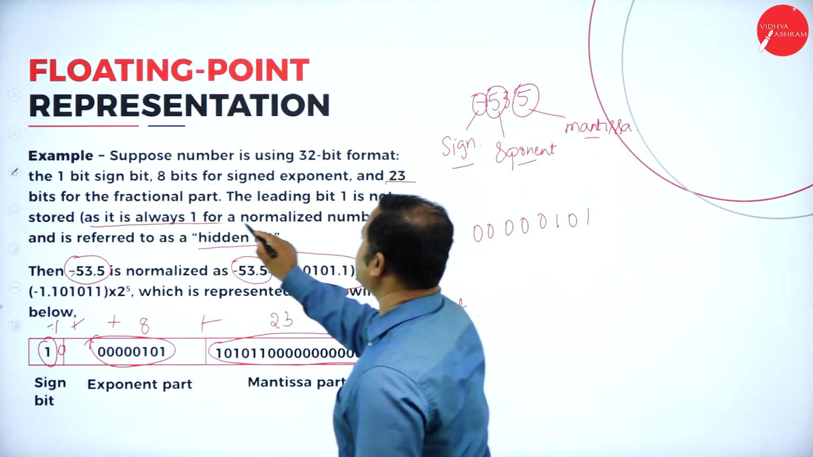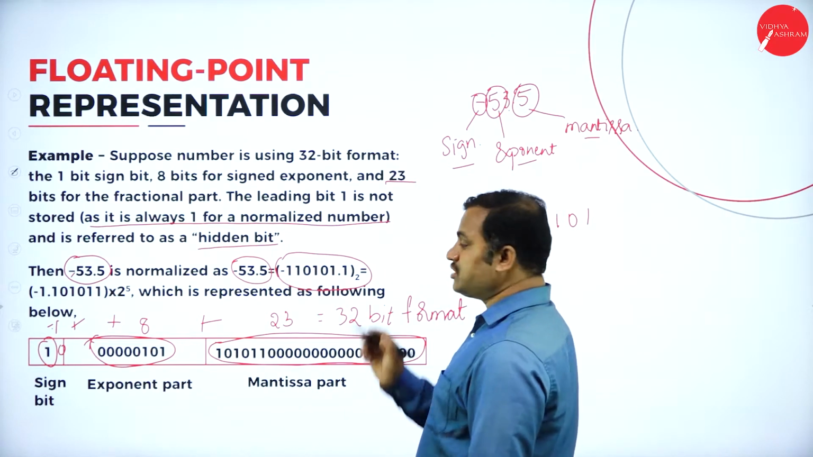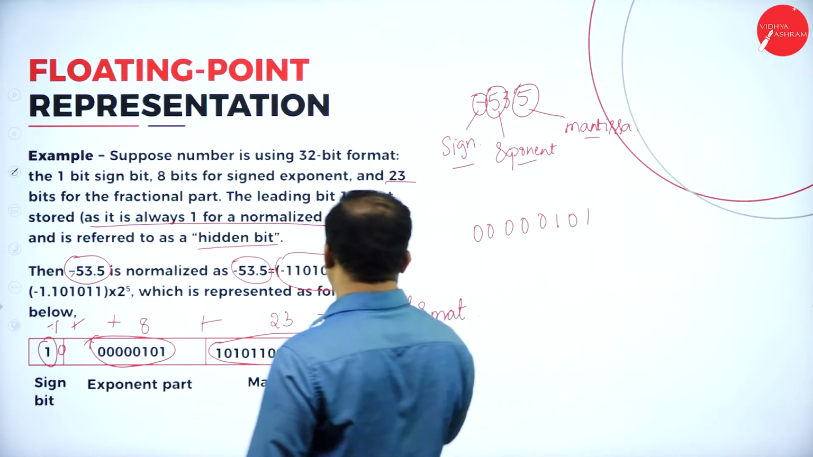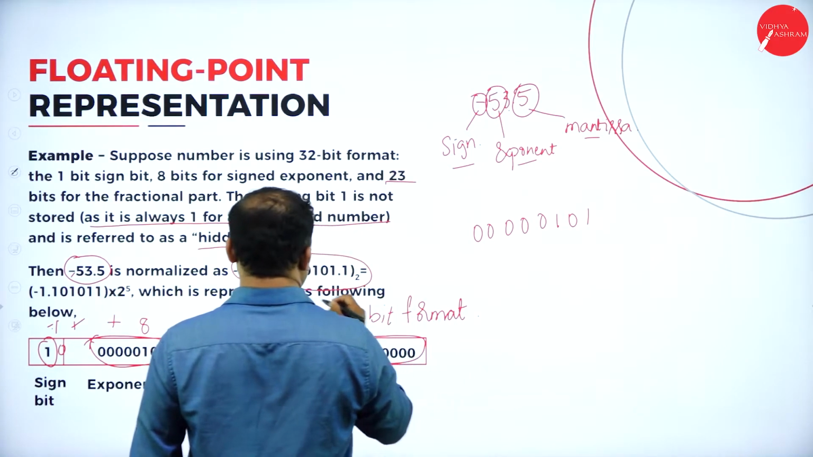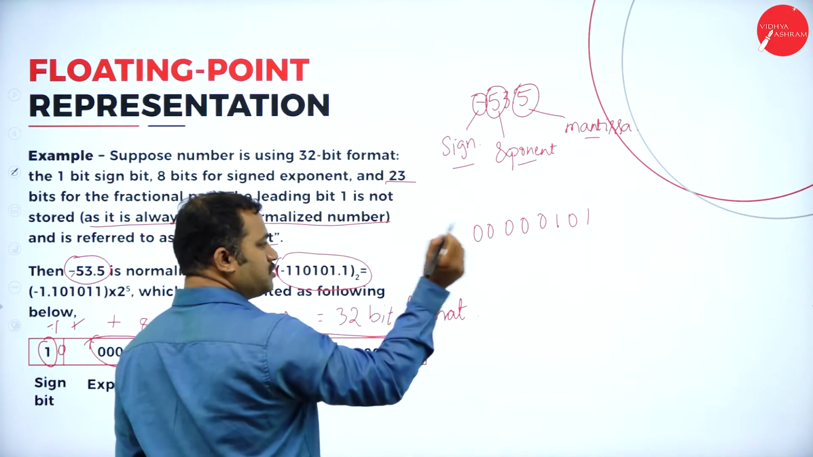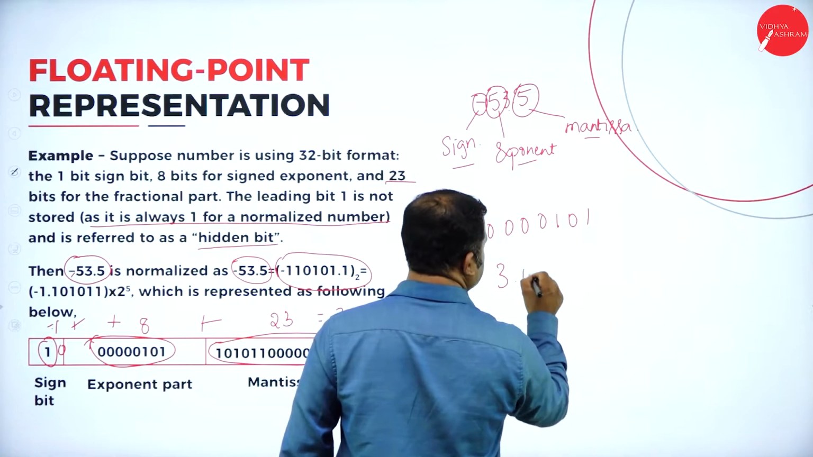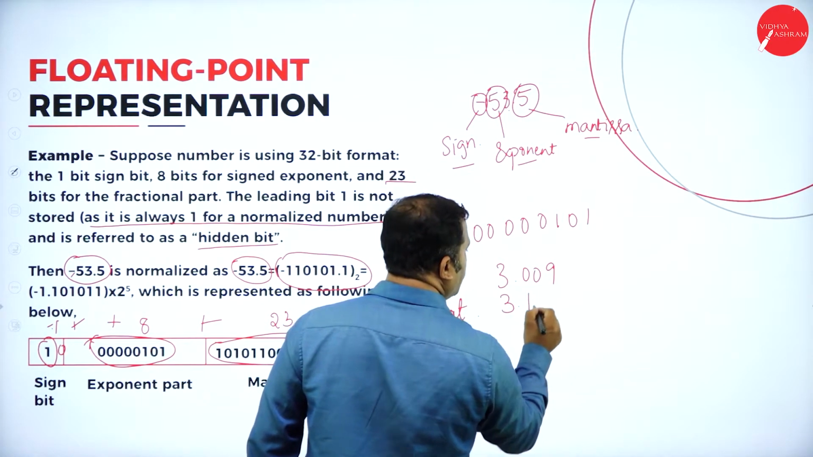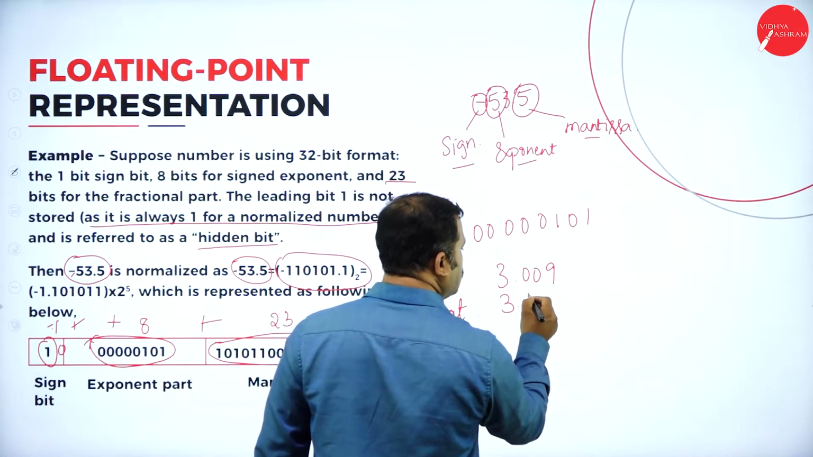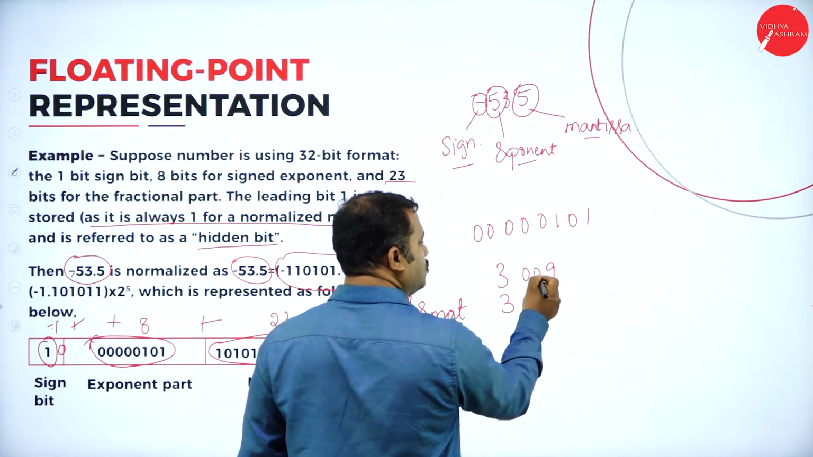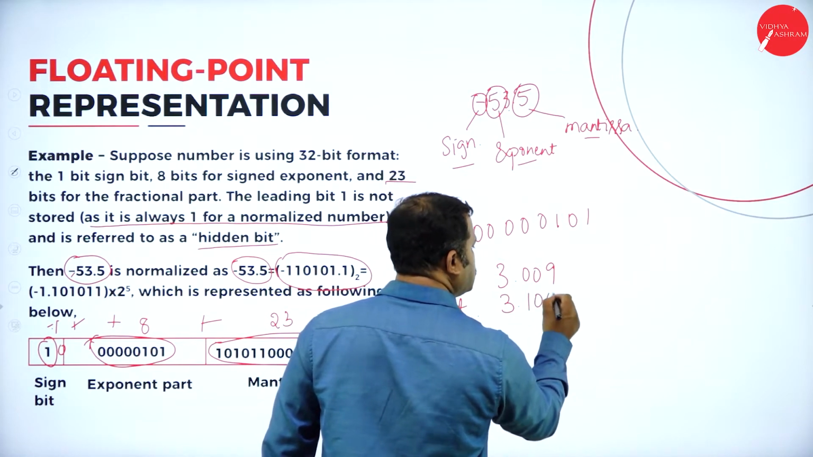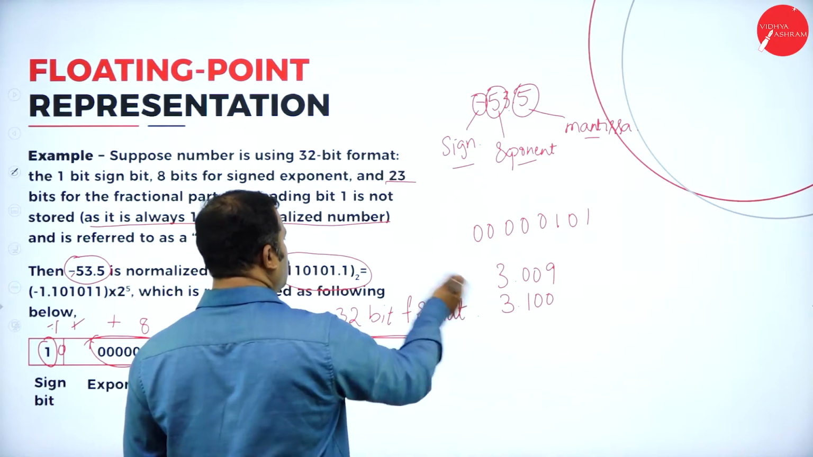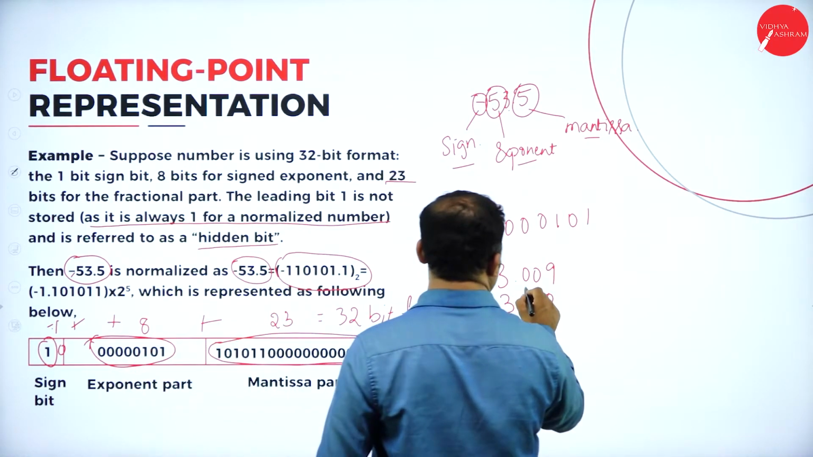As it is always 1 when it is normalized, suppose I have a value like 3.009, I will normalize it to a number like 3.1. 009 is almost equal to 3.100. I will normalize it to 1. So this is a hidden bit.